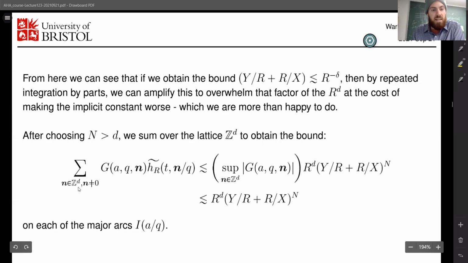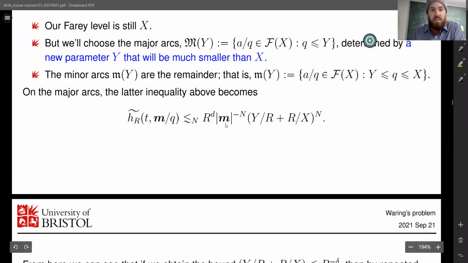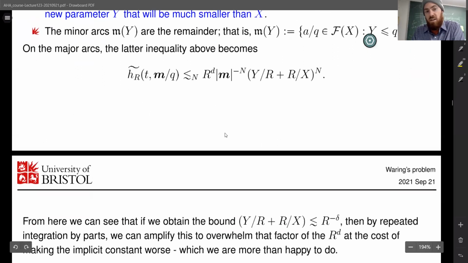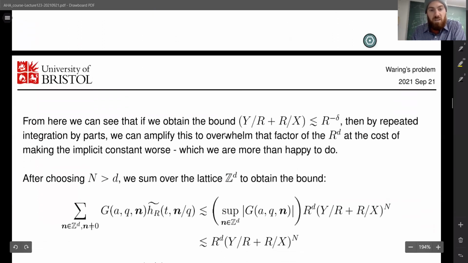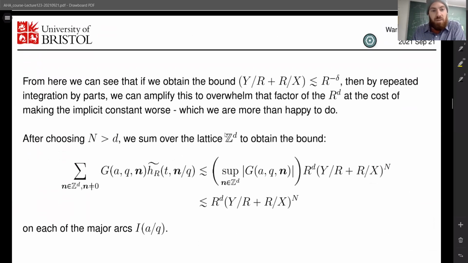Summing up, and sorry, above I had this factor of absolute value of m to the minus n. And again, as soon as n is large, like dimension plus 1, that's summable in terms of m non-zero. I just get a bound of this shape for the whole exponential sum on a major arc.